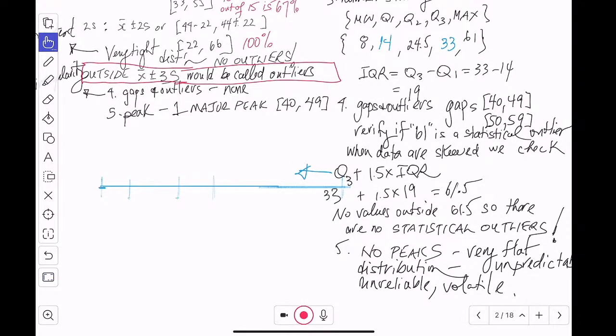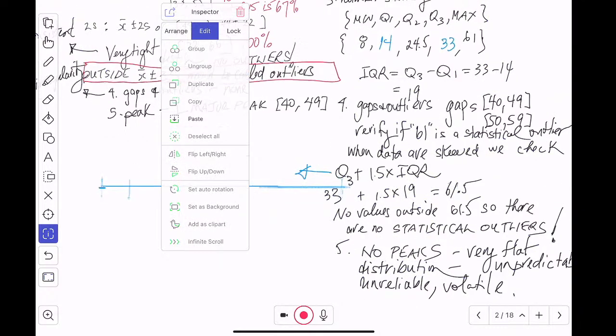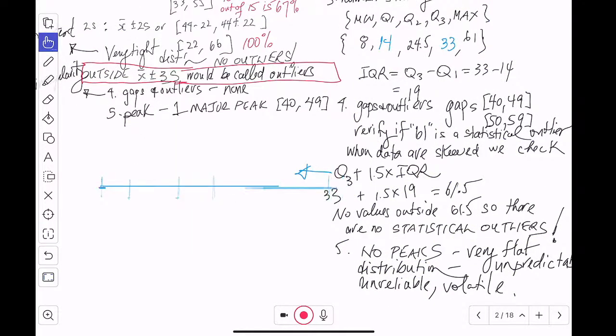I can waste a lot of time playing with this. Oh, that didn't work. No, it's all separate.